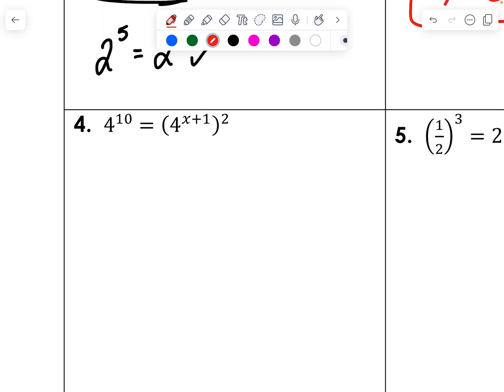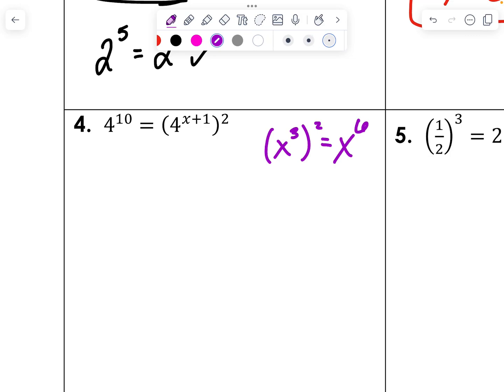Now what's weird is when I get to something like 4, 5, and 6. So on 4, 5, and 6, I have an extra step to do. Here I have a power to a power. Let's recall that if I had like x to the 3rd to the 2nd, I see parentheses, that means I need to multiply those exponents, and I would get x to the 6th. In the same way that we did that earlier, I'm going to end up with a distribution problem here. I get 4 to the 2x plus 2.